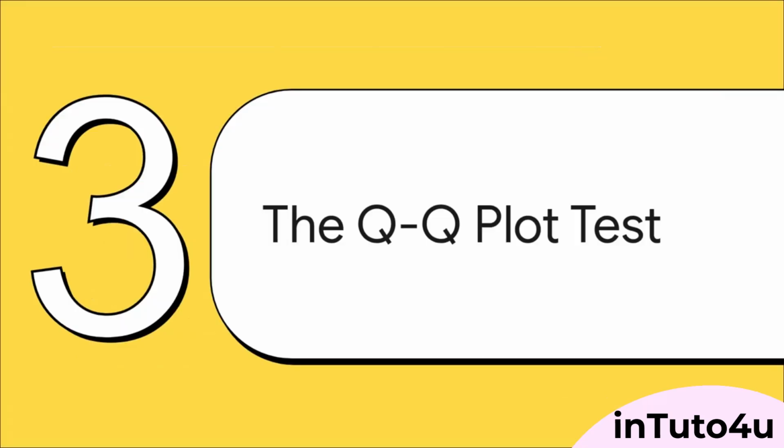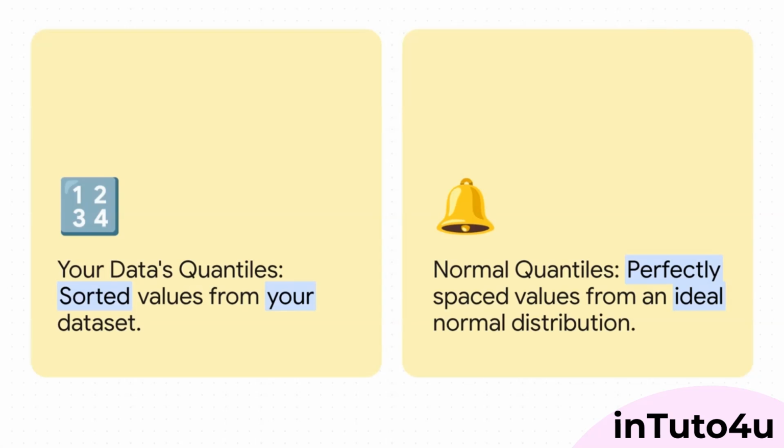And that brings us perfectly to our second tool, a really clever visual test called the quantile plot, or as everyone calls it, the QQ plot. The idea behind a QQ plot is actually pretty brilliant. Think of it like a police lineup. On one side, you have the quantiles from your actual data. That's basically just your data points, all sorted from smallest to largest. And on the other side, you have the theoretical quantiles from a perfect normal distribution, where those points should be. Then you just plot them against each other to see how well they match up.